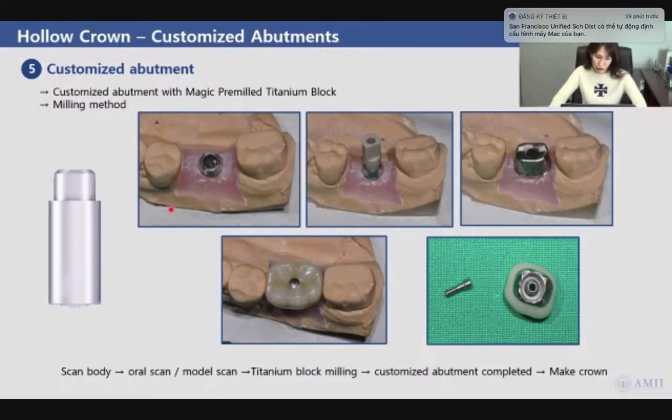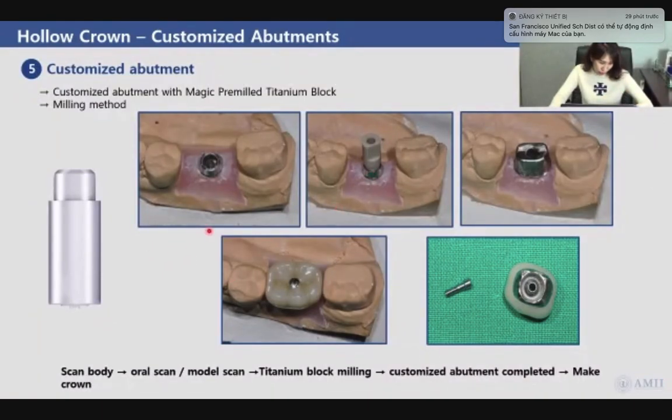And lastly, we also have the pre-milled block so that we can have a milling method customized abutment too. Cái loại cuối cùng là cái khối titan cho trước như thế này để chúng ta có thể tiện ra được cái abutment. So we're going to use a scan body. We're going to intraoral scan, or you can take a conventional type of impression too, and then we can connect the scan body to the model and scan the model. And then we're going to use the titanium block to mill the customized abutment and make a final crown on top of it. Thì để với cái khối titan này thì chúng ta cũng có thể thực hiện các bước như sau. Thứ nhất là lắp cái scan body lên miệng, sau đó thì là scan trong miệng hoặc là lấy dấu theo cái kỹ thuật thông thường.